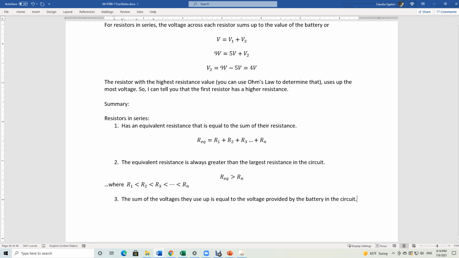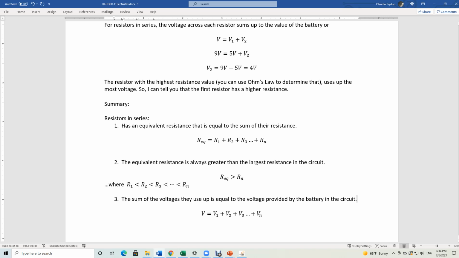What else? If V is the voltage in the battery, and V1, V2, and so on. Don't forget, V is like energy, right? When you have a resistor in your circuit, each resistor is using a given amount of energy. The higher the resistance of your resistor, the more energy it uses up.